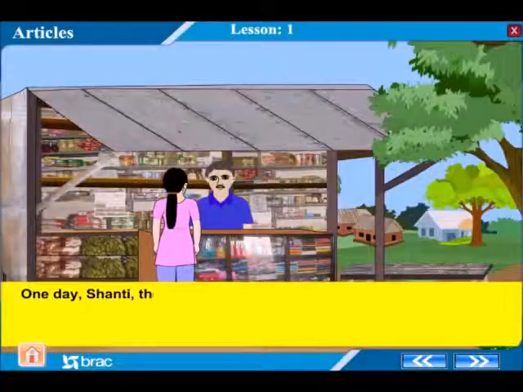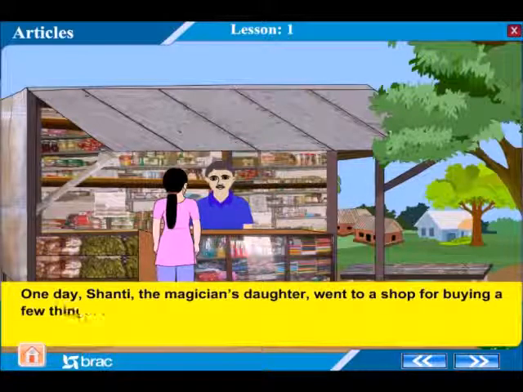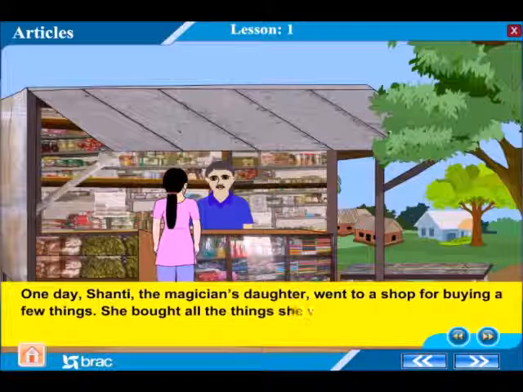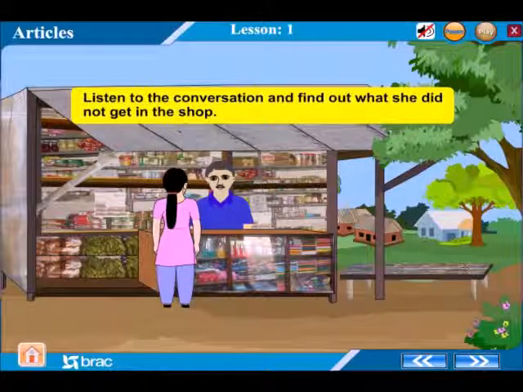One day, Shanti, the magician's daughter, went to a shop for buying a few things. She bought all the things she wanted except one. Listen to the conversation and find out what she did not get in the shop.